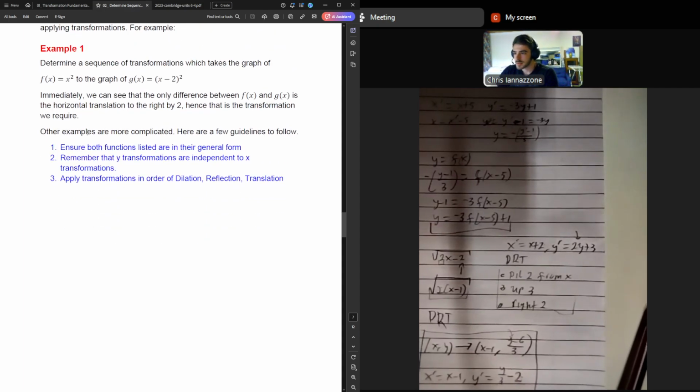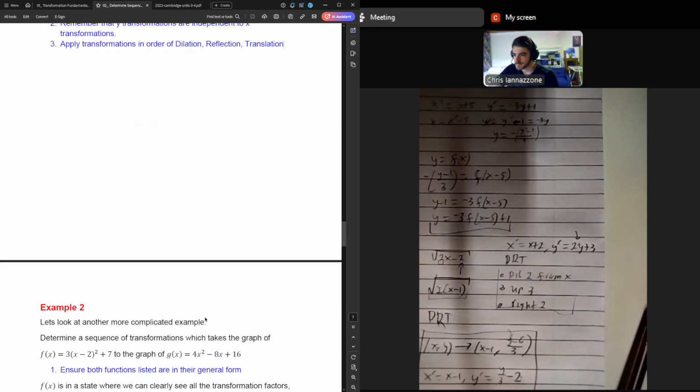So other examples can be more complicated. This is more of a set of guidelines that can help you out with doing this stuff. Start by figuring out what it takes to get to the general form of both of those functions. Recall that y transformations are independent to x, so you can do all the y then all the x, or all the x then all the y, or even interweave them if you want, but don't do that, that just makes things more complicated. And then do stuff in DRT.